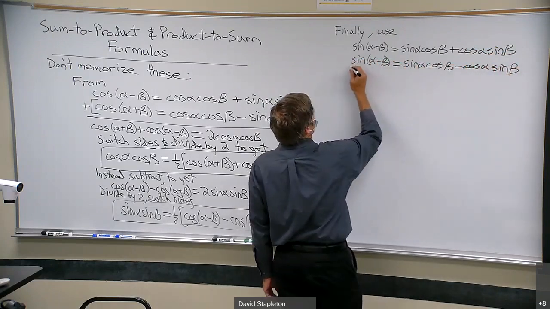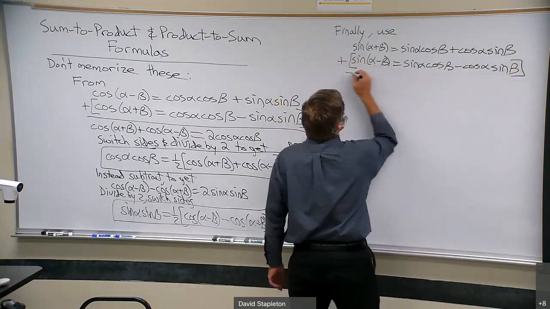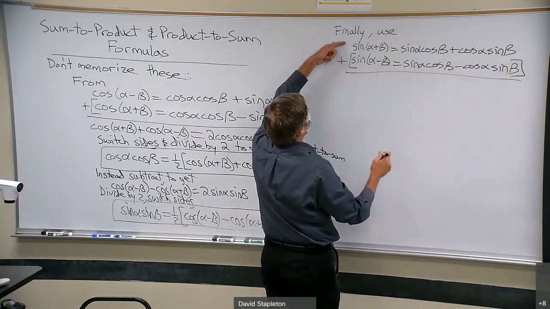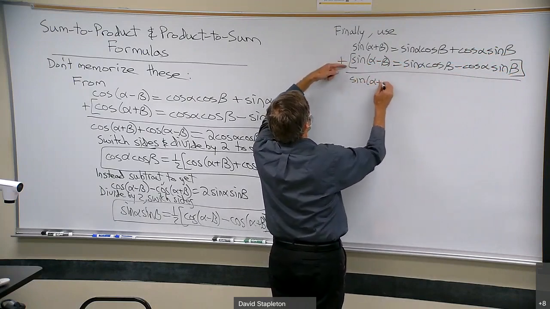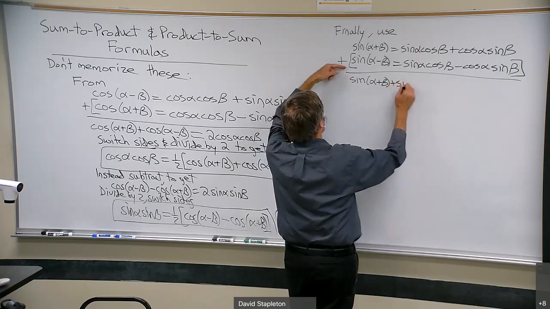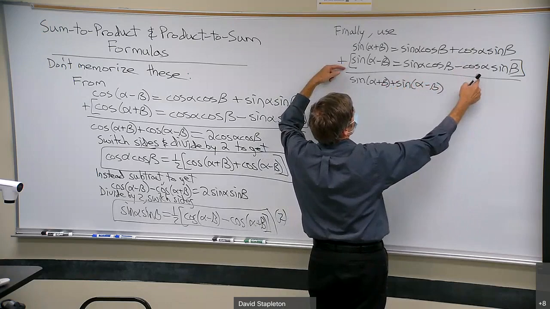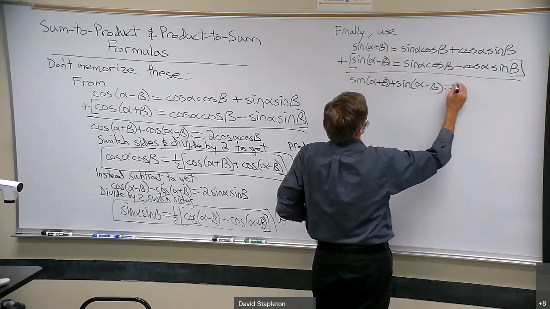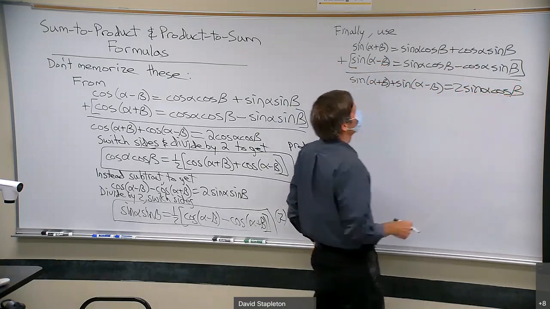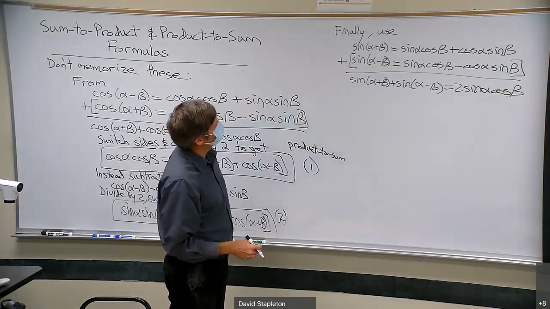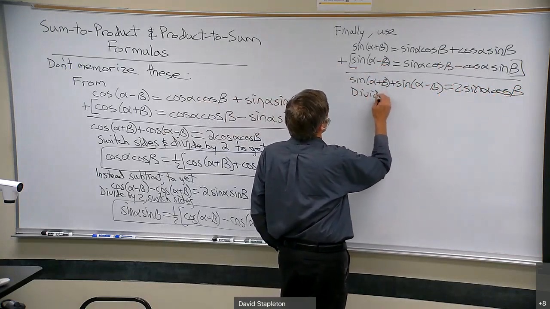And suppose I add these. On the left, I've got sine alpha plus beta plus sine alpha minus beta. And on the right, these two cancel, they're the same, and these two add to get 2 sine alpha cosine beta. Now, if I divide by 2 and switch sides again, I get the last product to sum formula.